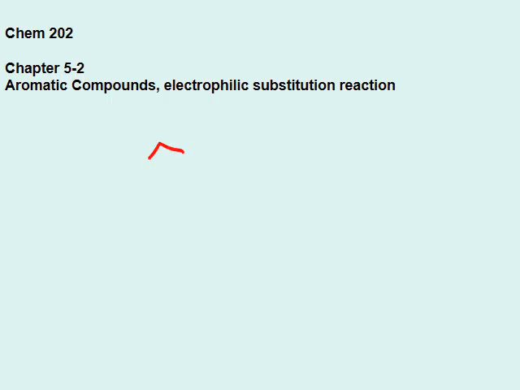So this is the benzene ring: double bond, single bond, double bond, single bond, double bond. So that's the benzene ring. Don't forget that each corner has a carbon and it's attached to one hydrogen. That's how carbon would have 4 bonds. So that's C6H6.